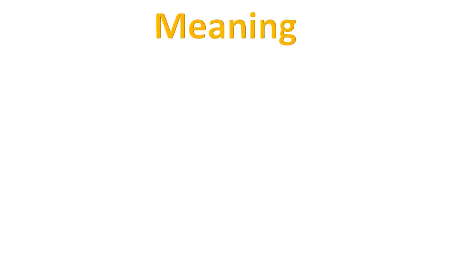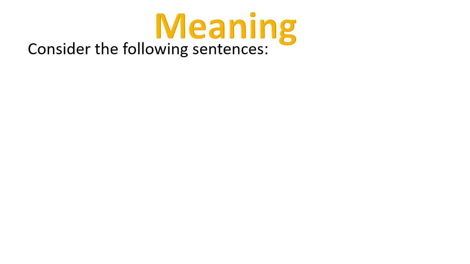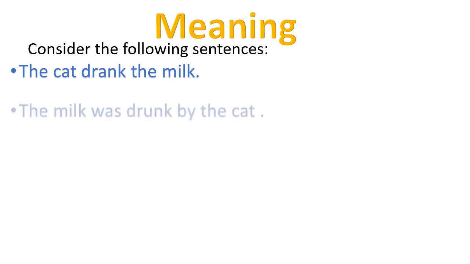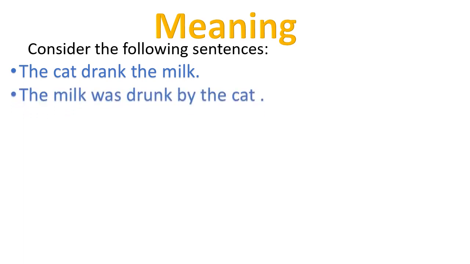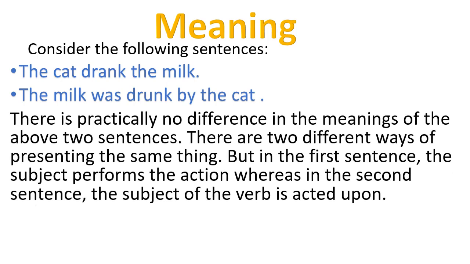Meaning. Now I would like to explain to you the meaning of the same. Consider the following sentences. Sentence number 1, the cat drank the milk, and sentence number 2, the milk was drunk by the cat. There is practically no difference in the meanings of the above two sentences. There are two different ways of presenting the same thing.